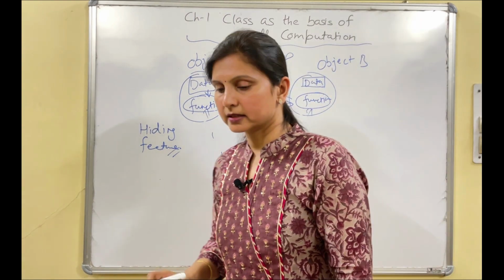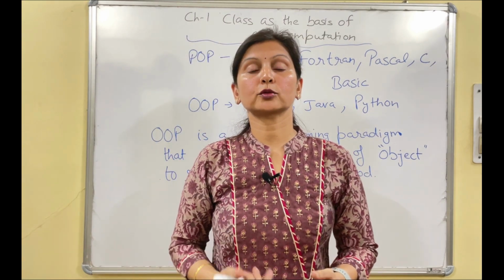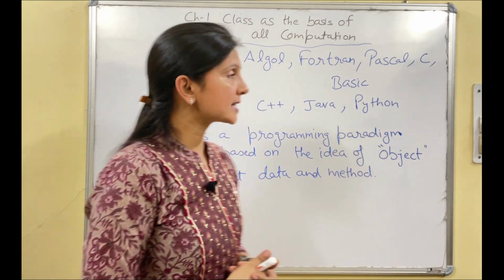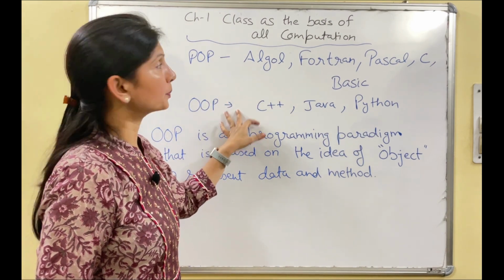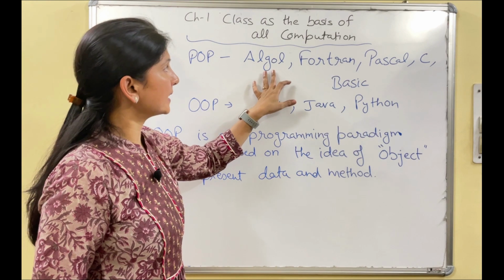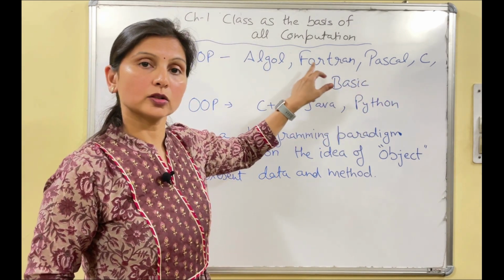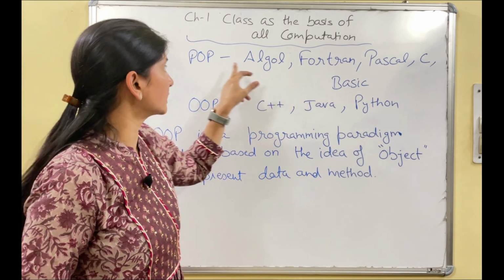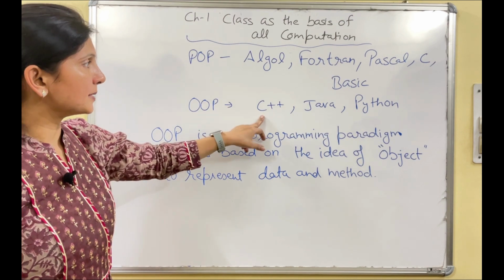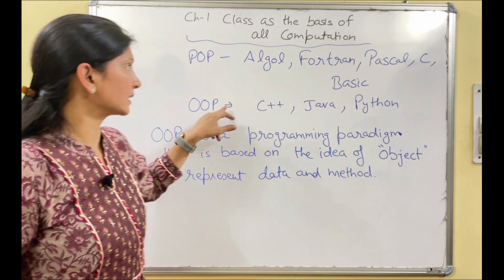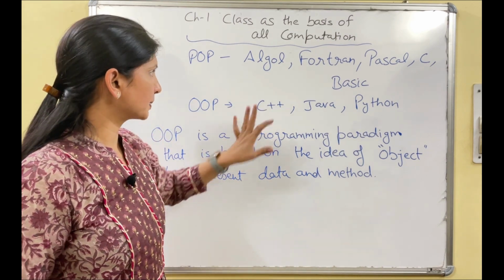Now we will see the definition of OOP. Before coming to the definition, we will see which languages come under POP and OOP. Under POP, languages like Algol, Fortran, Pascal, C, Basic, all such languages come under procedure oriented programming. And C++, Java, Python are object oriented programming languages. I hope it is clear.